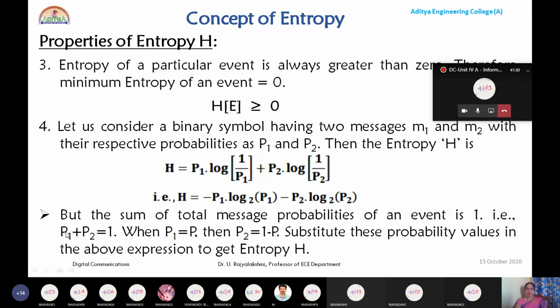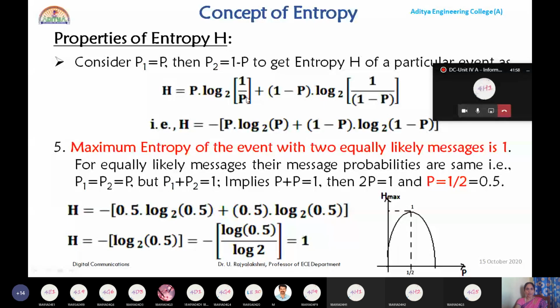Now here we know that the sum of the two probabilities of the event is 1, because this event consists of only two messages. So P1 plus P2 is 1. To represent it with the same variable, just consider P1 as P and P2 will be 1 minus P. Now substitute these values in the above expression. Then you will get H as P log 1 by P base 2 plus 1 minus P log 1 by 1 minus P base 2. This 1 by P can be written as P power minus 1, so for both the terms you will get a negative sign. So the entropy of an event consisting of two messages will be H is minus of P log P base 2 plus 1 minus P log 1 minus P base 2.